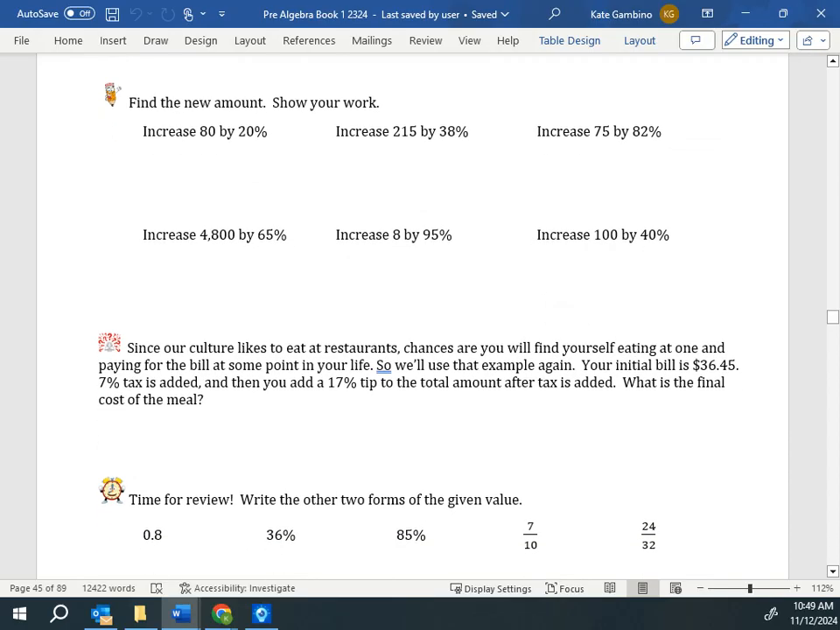Down here it says find the new amount, show your work, same thing. Original amount, percent we're increasing it by, use whichever method you want. You do have to show your work. You can't just say, oh, I'm doing 215 times 1.38, here's my answer. It says show your work, I want to see what method you're using. Show me what you're putting into your calculator. Just write it out. It takes all of a second to write it out.